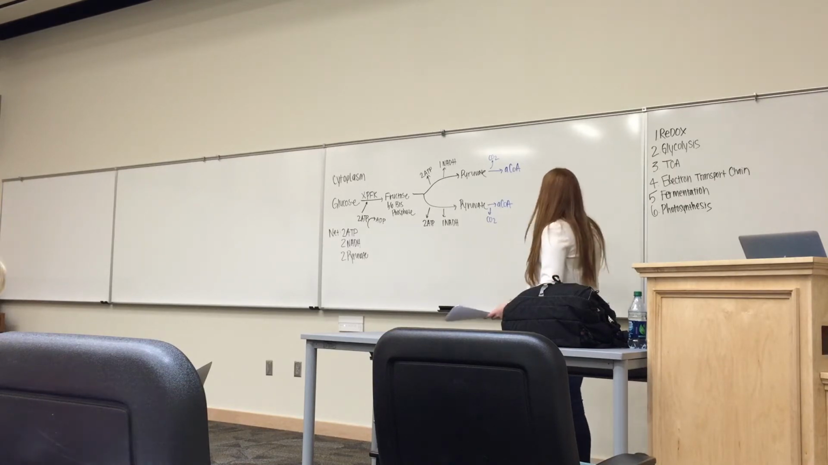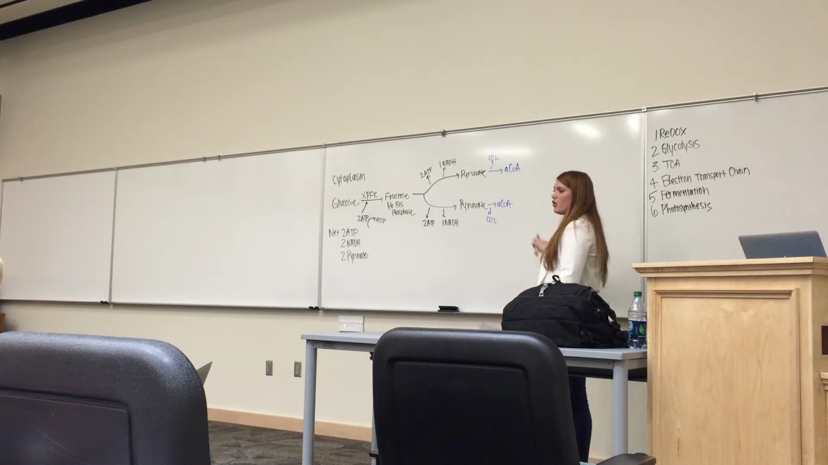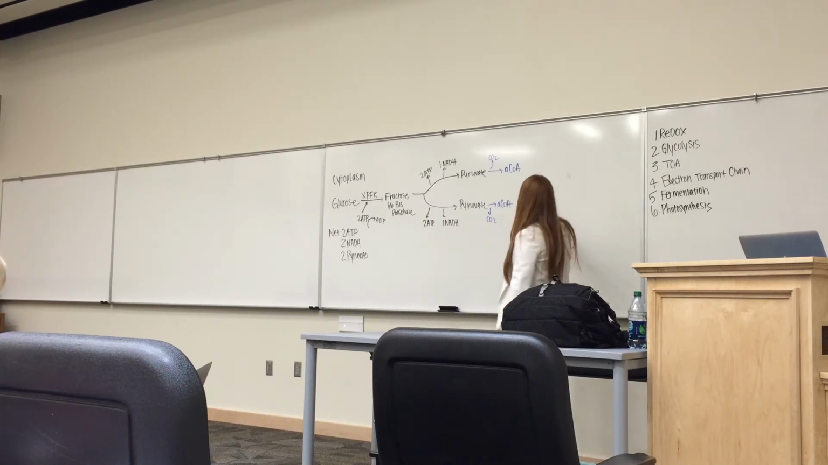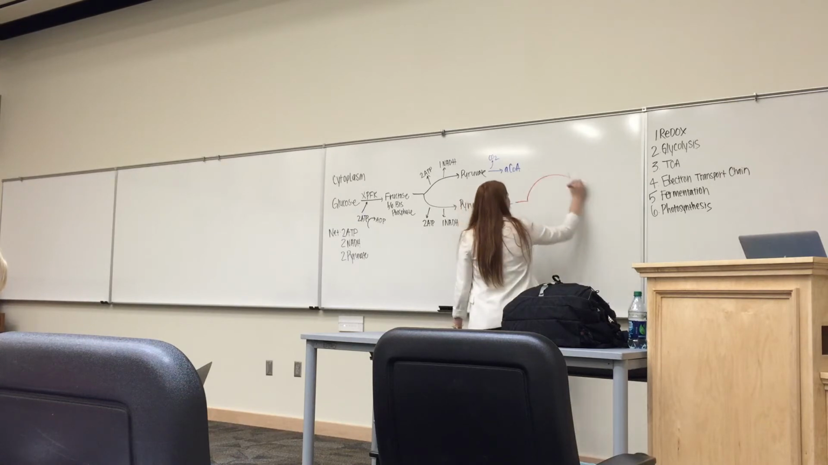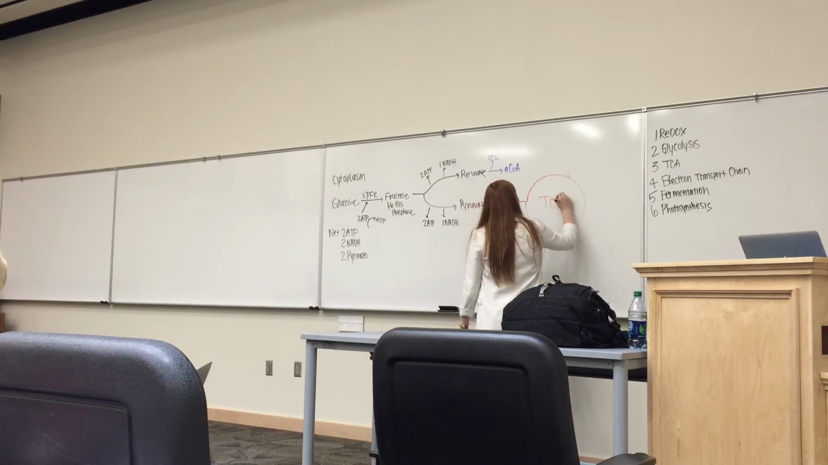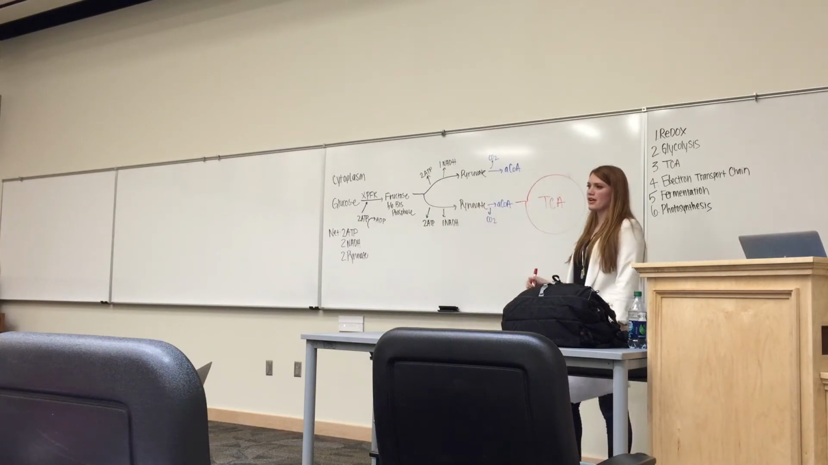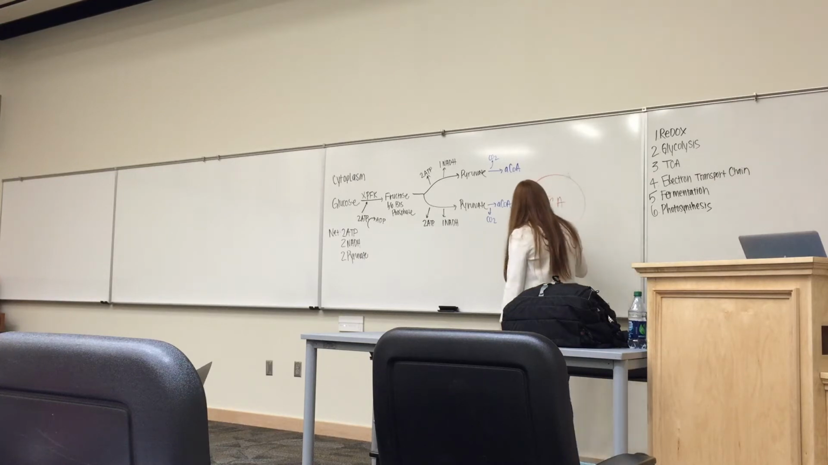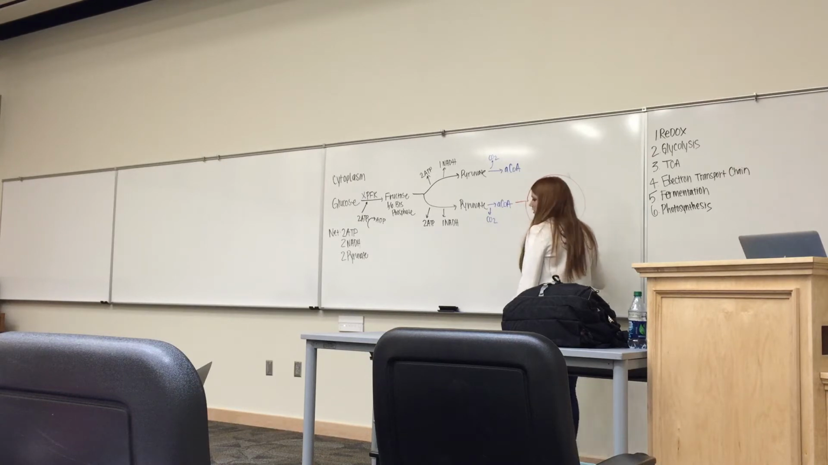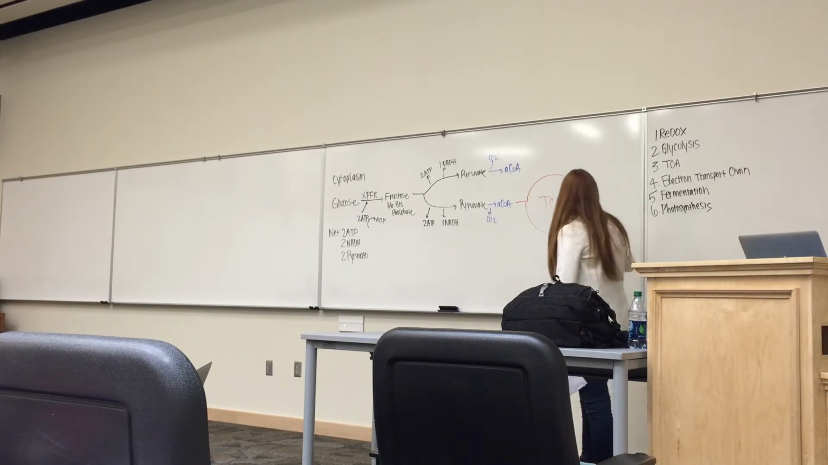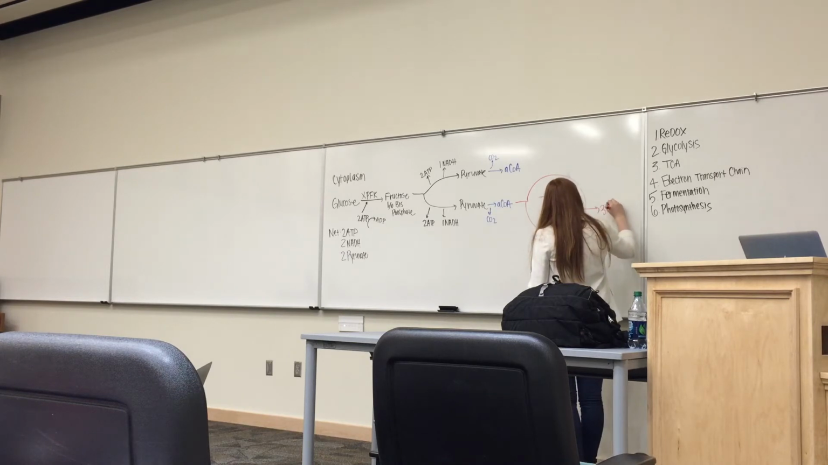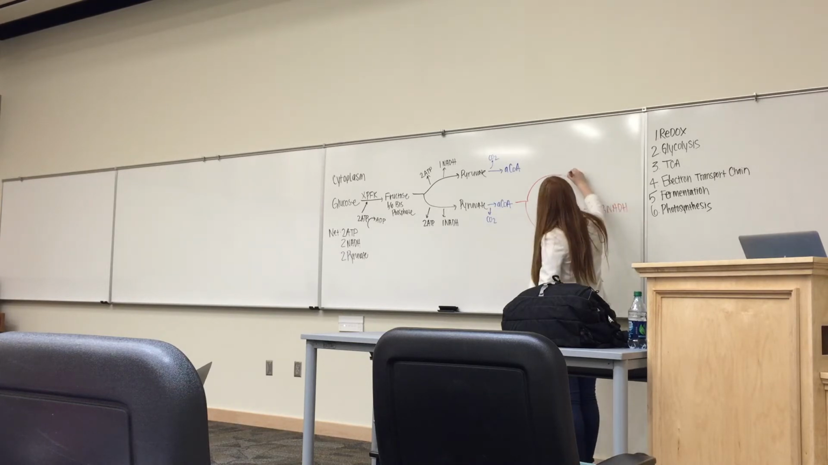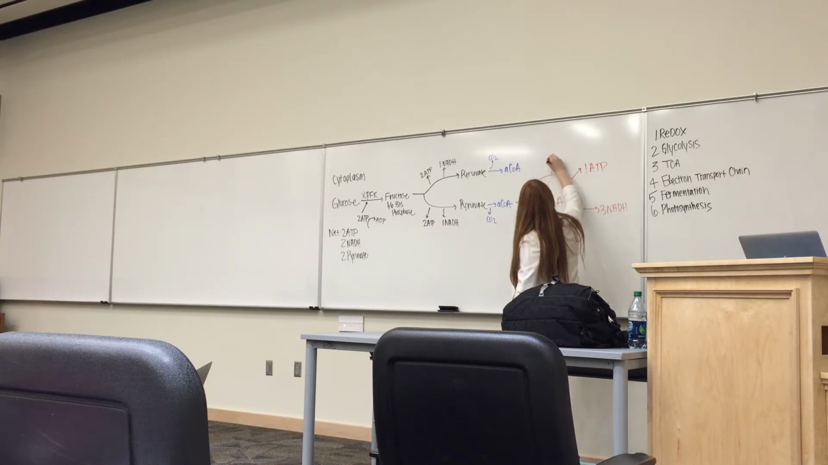Okay, so we now have acetyl-CoA. I'm only going to draw this out for one acetyl-CoA, but remember it's happening twice. So we have our citric acid cycle. What are the products of this citric acid cycle? How many FADH2? What else is being produced? And? Good.